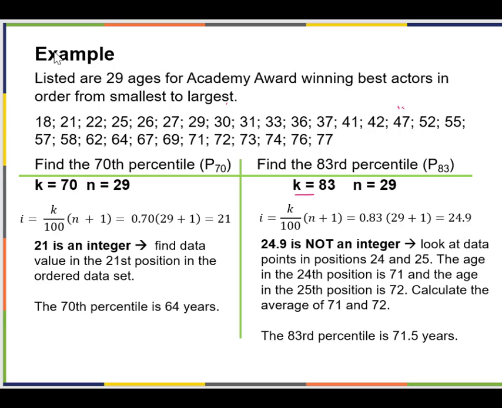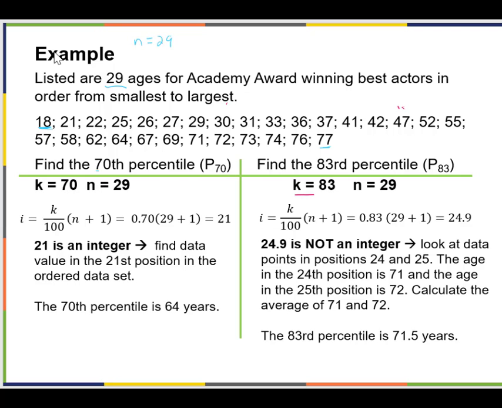In this example, there are 29 ages. So when I'm reading a question, I start pulling out my data. If there are 29, that means my sample size is 29. 29 ages for Academy Award winning Best Actors in order from smallest to largest. So I look at my data and I say, okay, the youngest person to win an Academy Award for Best Actor is 18 and the oldest is 77. And there's quite a range in between there.